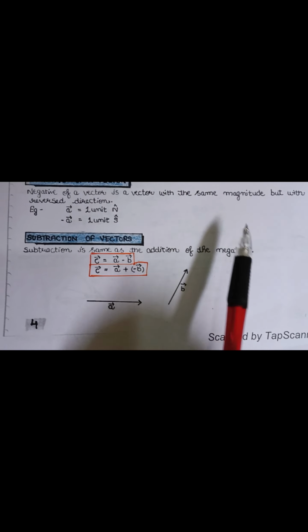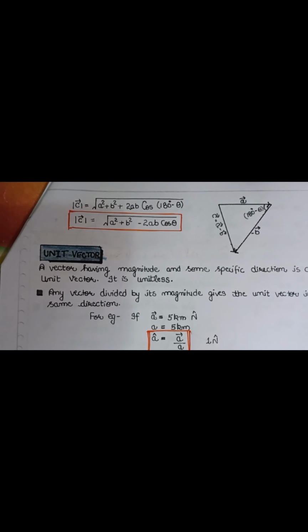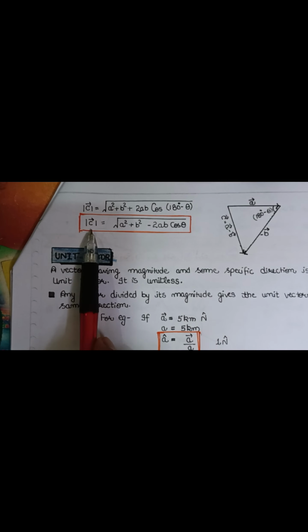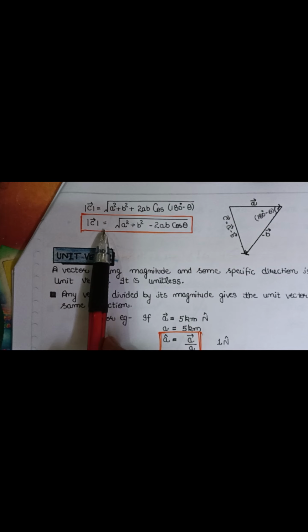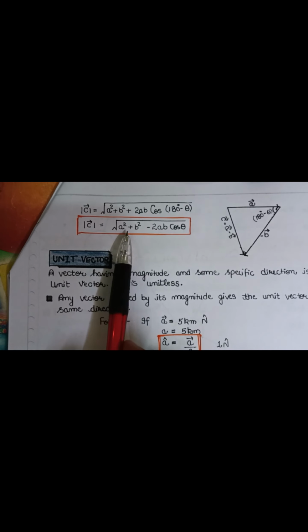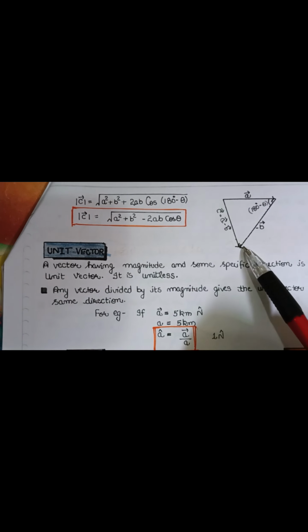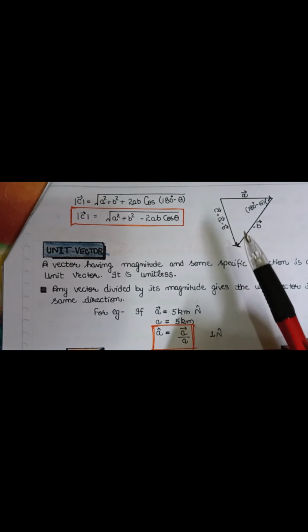Now we look at the subtraction of vectors. Subtraction is the same as the addition of negatives. C vector or the resultant vector equals A vector minus B vector, where C vector is equal to A vector plus minus B vector. Here we can see that the magnitude of the resultant vector in vector subtraction is equal to under root of a square plus b square minus 2ab cos theta, where this is the A vector, this is the minus B vector, and this is the resultant vector.